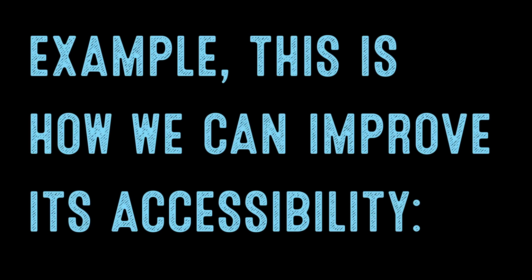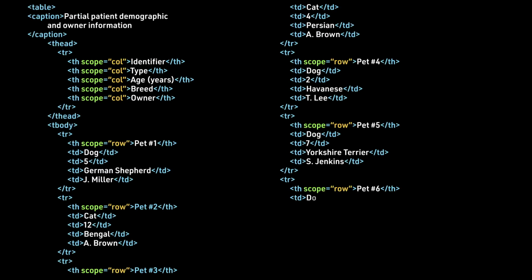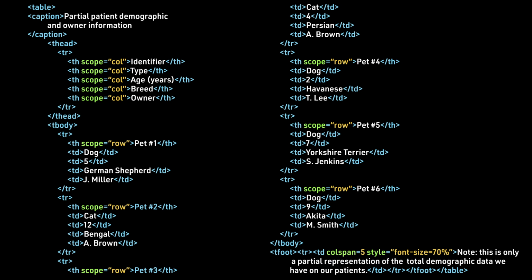So if we go back to our previous example, this is how we can improve its accessibility. So you can see with this new code, we have added a caption that explains that this table is partial patient demographic and owner information. And we have added scope attributes to all the heading elements and have specified whether it is a column heading element or a row heading element.